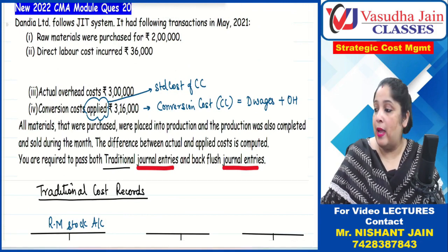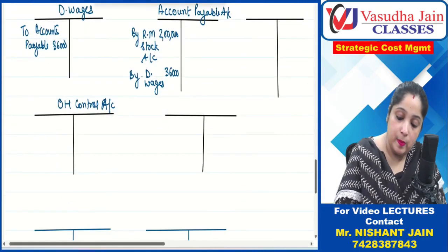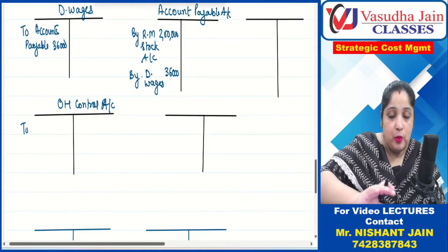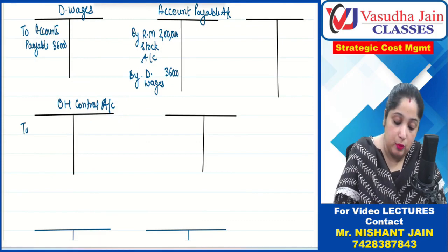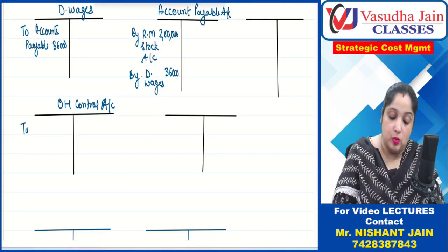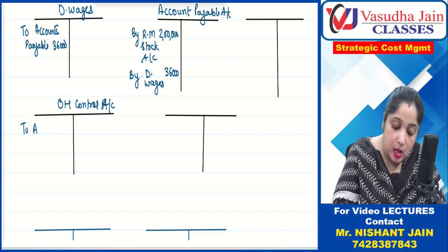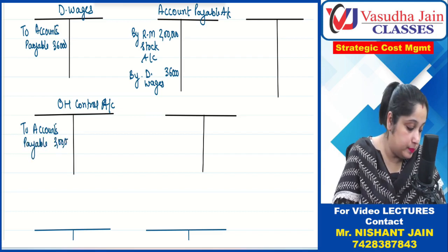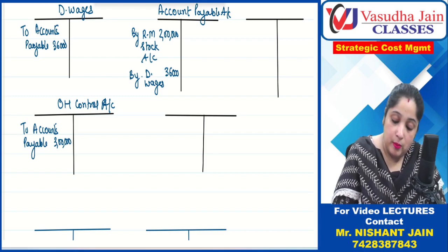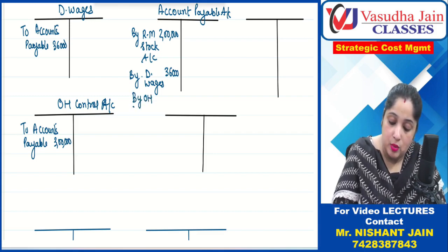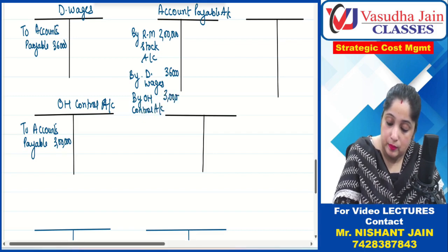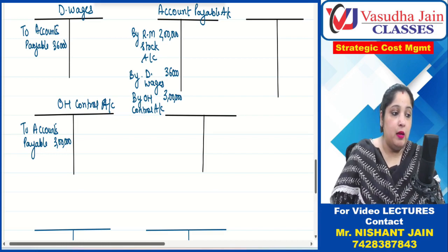Now again, any other expense, they are saying actual overheads incurred is 3 lakh. Fine, not a problem. Actual expenses are how much? 3 lakh. So fine, let us account that also. These entries will be passed in the backflush accounting also. Okay, only work in progress account will be missed out. That is it. Again we are assuming expenses are still outstanding. So to accounts payable 3 lakh. And here also by overheads control account 3 lakh. Okay. So we have written here both things.